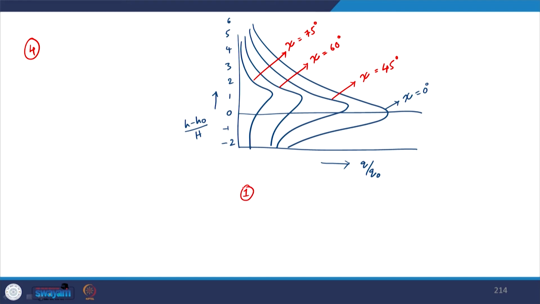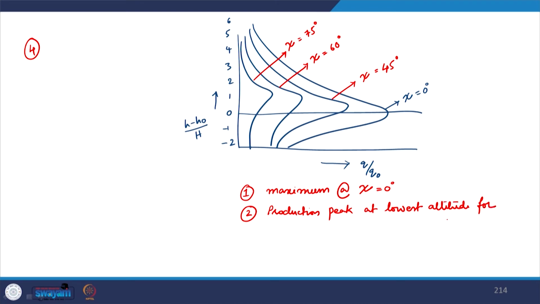So, 1: production is maximum at chi equal to 0. Chi equal to 0 is the normal incidence. 2: production peak is at the lowest altitude for chi equal to 0. What does it mean? This is the production peak. Where is it lying? It is lying at the lowest altitude. On the y axis, you have the altitude.